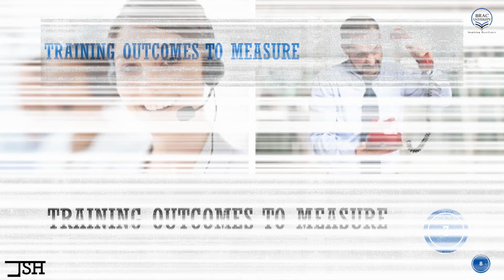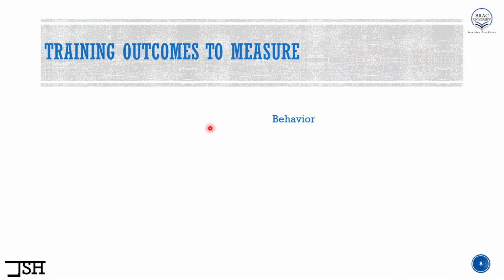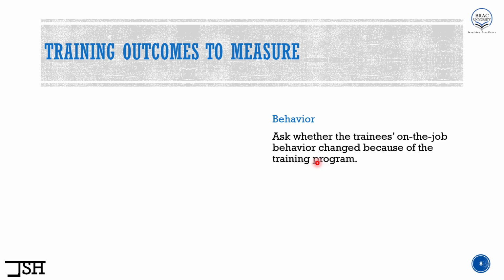So the next outcome that we have to measure is behavior. Now, before I start explaining this topic, please note that there is a major difference between behavior and learning. So please listen to me very carefully for the next 2 to 3 minutes, and in that way you will be able to understand the difference between these two concepts very well. So what happens in behavior measurement? Here it goes. We ask whether the trainee's on-the-job behavior changed because of the training program.